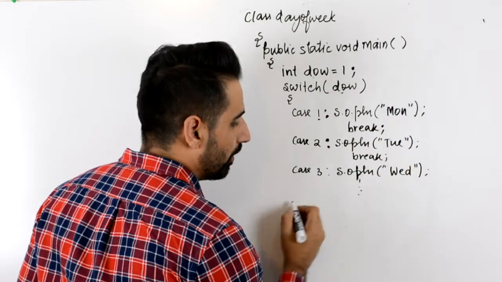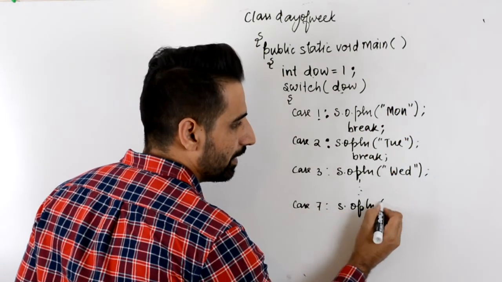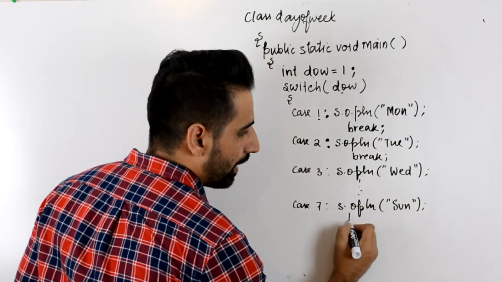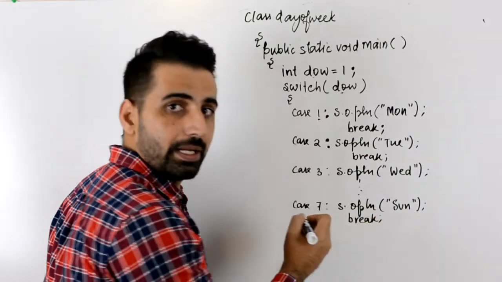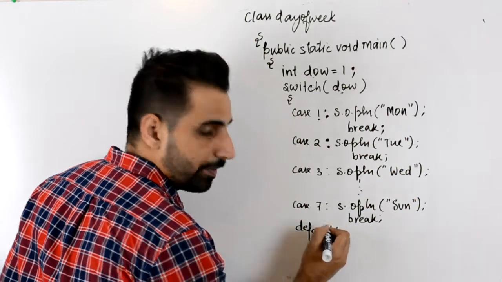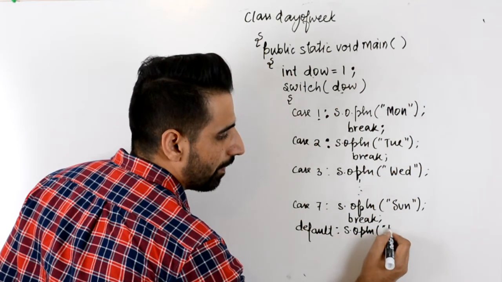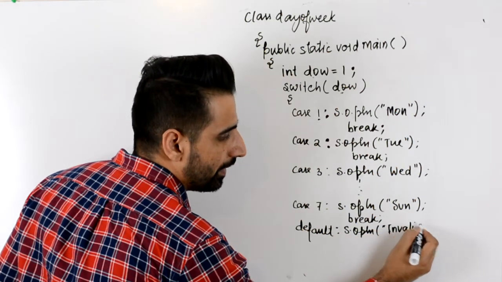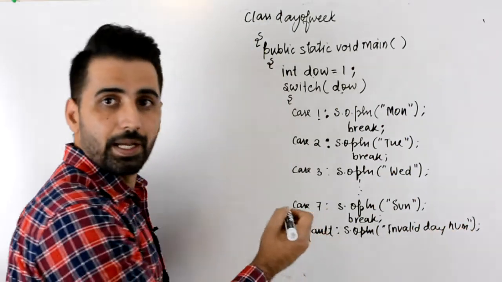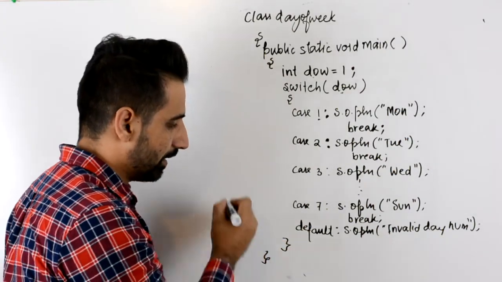The same way it will go, and then we have case 7. What will it print in case 7? Case 7 is Monday to Sunday, then break, and the last one we'll write down is default. And in default we write down system.out.println, invalid day number. Invalid day number, then we close. Here we close main, then at last we close class.